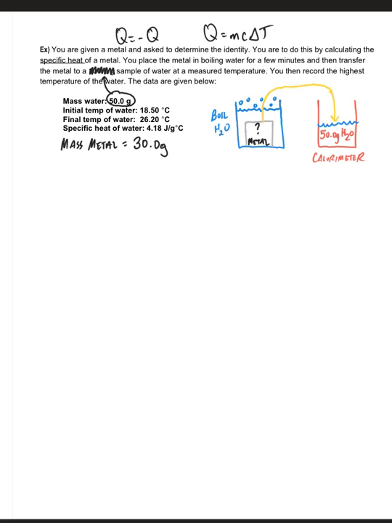It says you are given a metal and you're asked to determine the identity, and the way we're going to do that is by finding the specific heat of the metal. And so down here I'm going to say C of the metal, because remember C is specific heat, equals question mark, because that's what we're solving for.